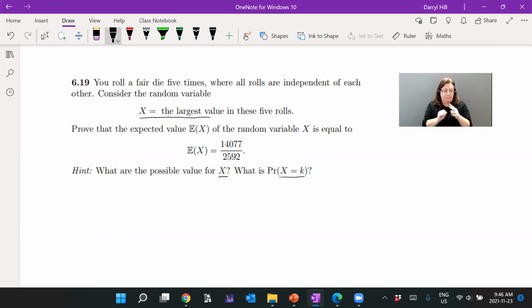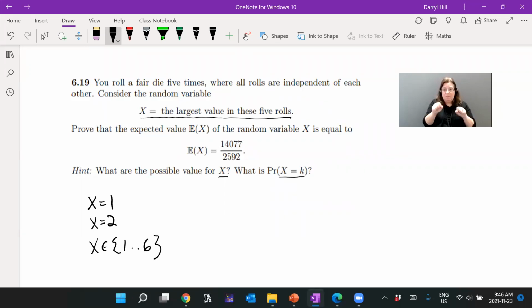So if I have 5 dice rolls, then it's possible that they all come up 1, right? So we can have X equal to 1. It's possible that the largest value, that all of them are 2 and under, so I can have X equal to 2. And basically X can take on all values from 1 to 6. Right, so my random variable X can take on all of these values.